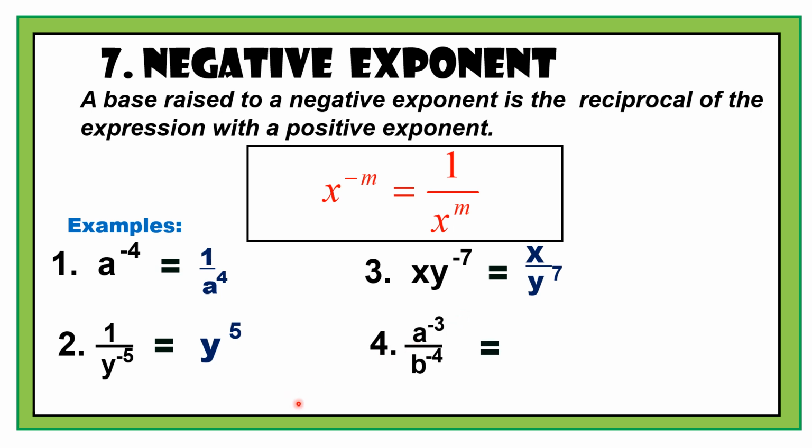Next, number 4. So, a raised to negative 3 over b raised to negative 4. So, dito sa example natin na to, para mabilis natin siyang sagutan, ibabaliktad lang natin. So, ibig sabihin, yung a raised to negative 3, ilalagay natin sa denominator, and then yung b raised to negative 4, isusulat natin sa numerator. So, ang answer ay b raised to 4 over a raised to the 3rd power.